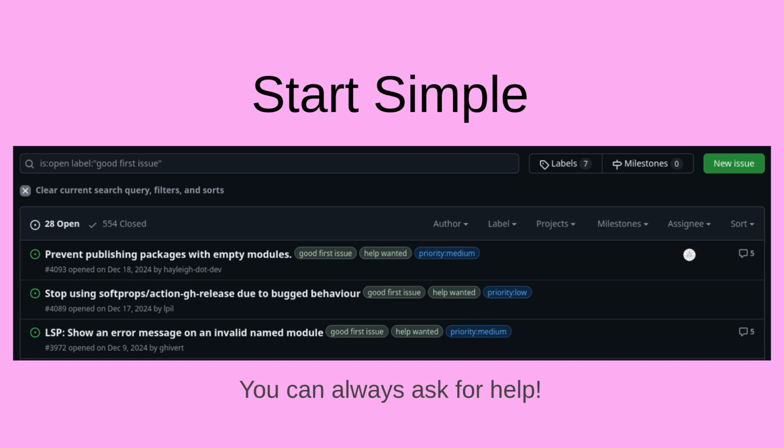And you can always ask for help. If you are trying to contribute for the first time, or just generally if you want to help the Gleam compiler, but you get stuck on a certain bit, just ask someone. Ask in this Discord. You can DM me. I'm happy to help with problems related to the Gleam compiler, because it's my favorite thing to do at the moment.